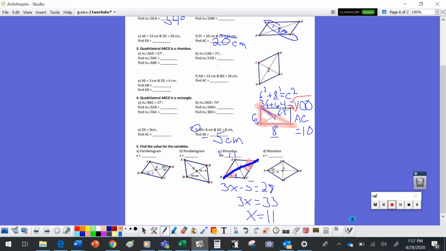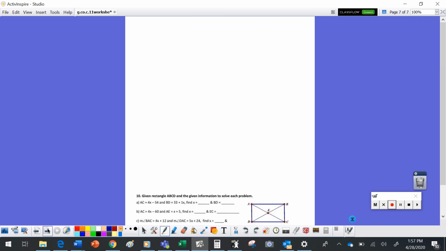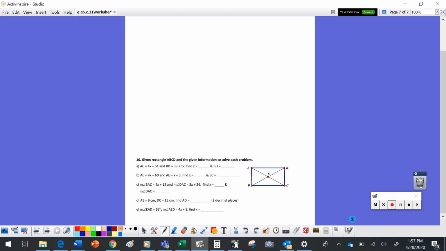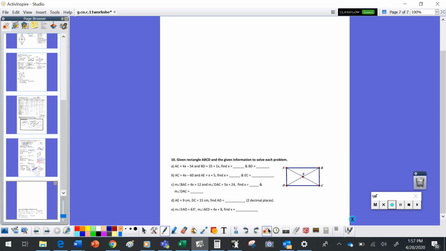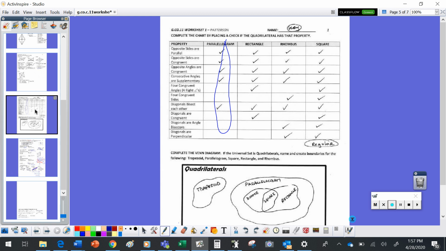Okay, now let's take a look at one more, because I think that's the last one on your worksheet. Okay, all the way down here on number 10, we're given rectangle ABCD and the given information to solve each problem. So what we're going to end up coming back to a whole bunch here, guys, is this page with all the properties. Okay, this is pretty much going to be everything that we need to know about what properties we can use to answer these questions.